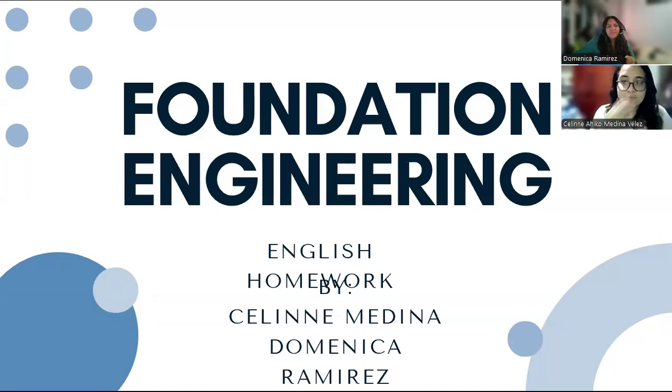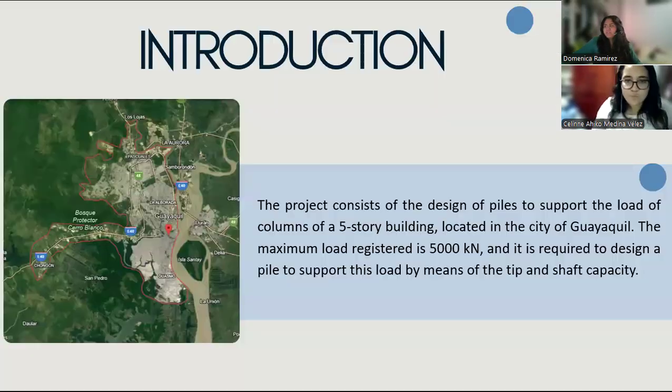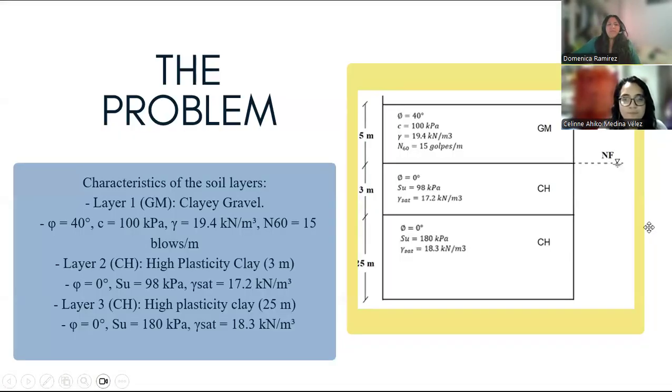Next, we are going to explain the development of an engineering criterion problem. As an introduction to the exercise, the project consists of the design of a pile foundation that will serve as a base for a five-story building. This structure will be in the city of Guayaquil and must be able to support a load of 5,000 kilonewtons. The stratigraphy of the terrain is as follows.